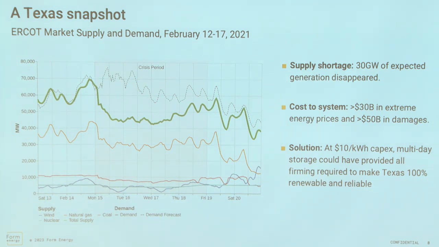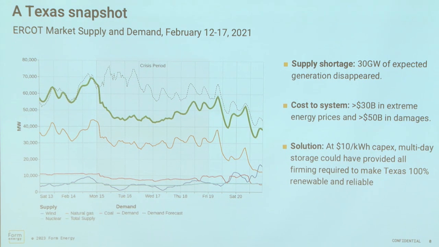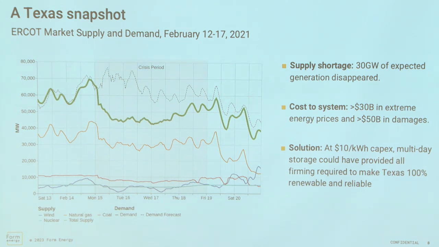This is over several days, heading into Monday. They thought they were going to have this, and what they actually had was that. That 30 gigawatt gap represented almost half of the generating capacity that they expected to have, and it lasted for several days. One way of thinking about this is, if you had a multi-day battery that could bridge that gap, you could have ridden out a little bit of the storm.